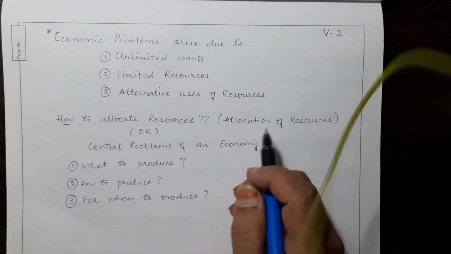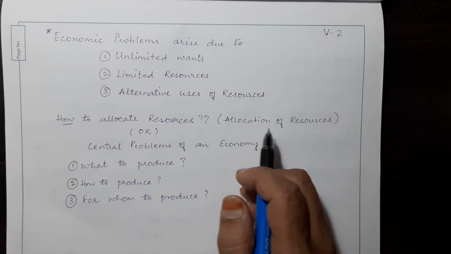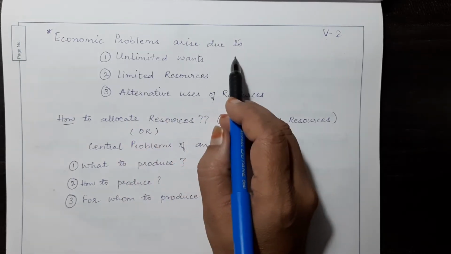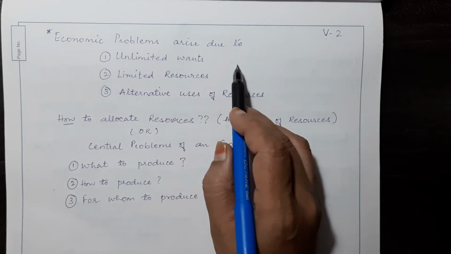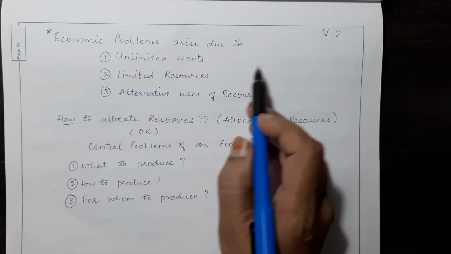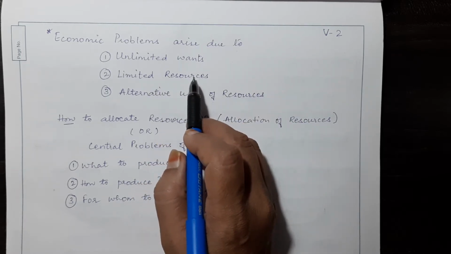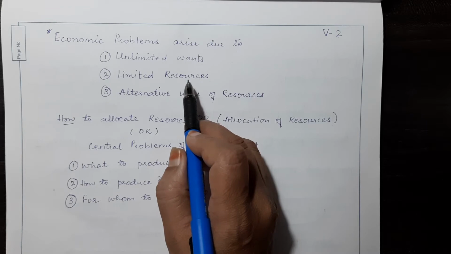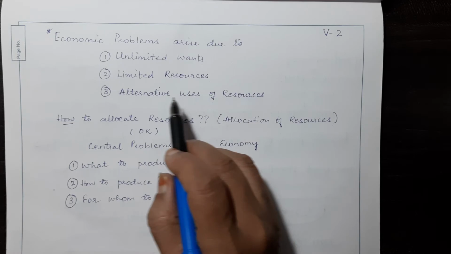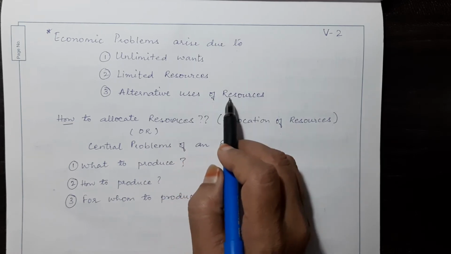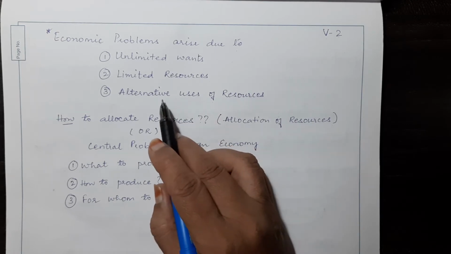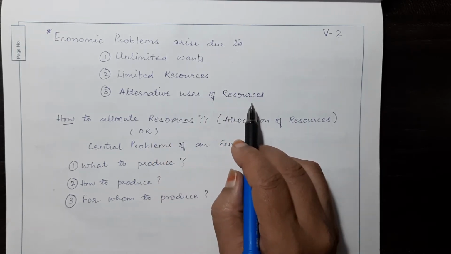In our video number 1, we learnt about economic problems. Economic problems that arise due to the unlimited wants of humans. All wants cannot be satisfied because of limited resources. And for these resources, there is a possibility of alternative uses. That means these resources can be put to many other uses. And that's what we call alternative uses of resources.